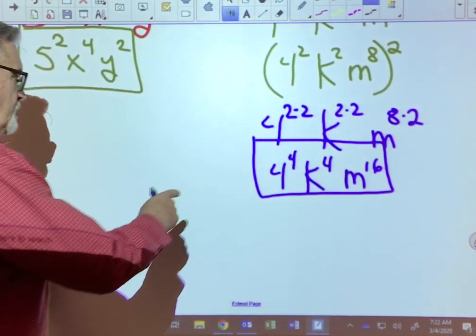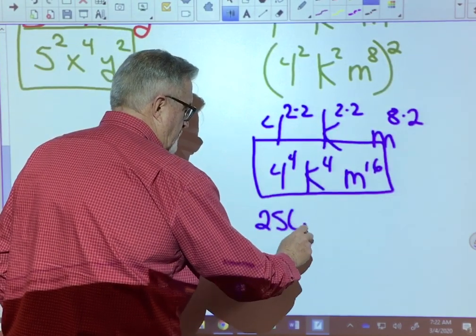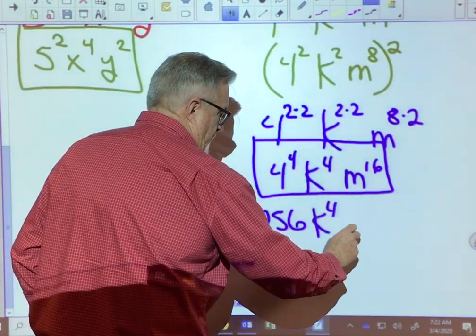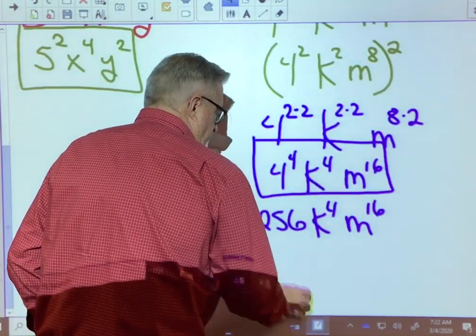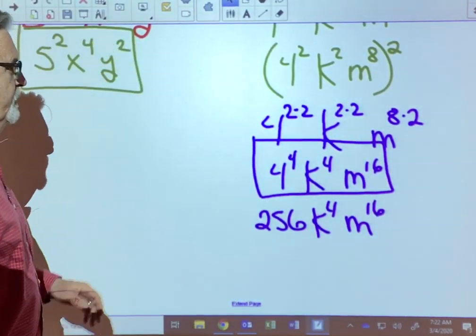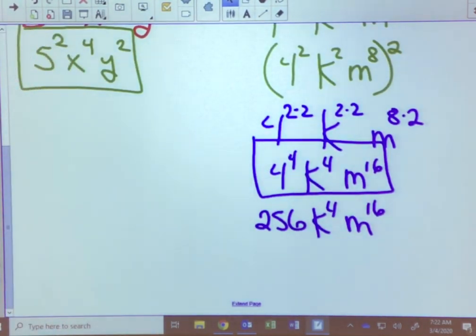Now we could leave our solution here, or if we wanted to simplify all the way, we could go ahead and do 4 to the 4th power, which would be 256 k to the 4th power m to the 16th power. It just depends on where you want to leave it, and probably for our assignment today, this right here, first step will be fine.